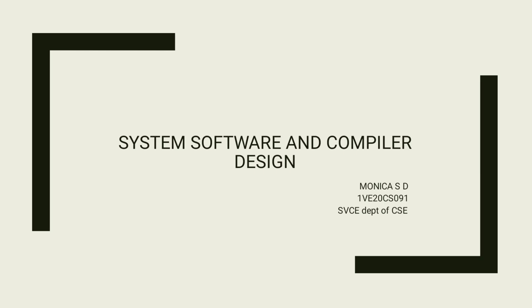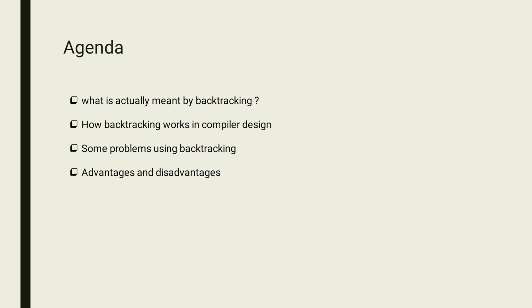We are discussing the subject System Software and Compiler Design. So what is the agenda in this PPT? What are we going to study? The first thing is what is actually meant by backtracking, what is backtracking and how does it work in compiler design, and some examples, and the advantages and disadvantages.